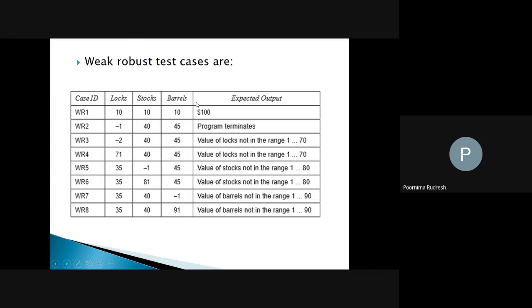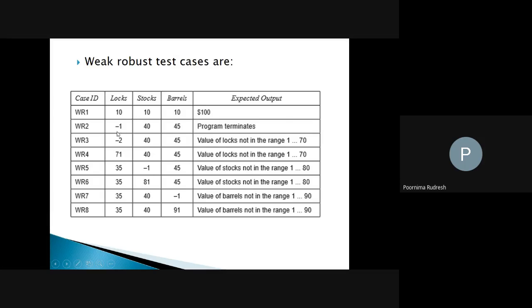So here, according to that, the expected output is given, and we have chosen logs, stocks, and barrels values. So for test case 1, weak robust, WR1 indicates weak robust test case 1. For that, we have chosen the values of logs, stocks, and barrels within the given range, and we are calculating the commission. So if we consider these, then the total sales value will be less than or equal to $1,000. Then the salesperson is going to get 10% of the commission. Okay, so the commission is calculated and distributed to the salesperson.